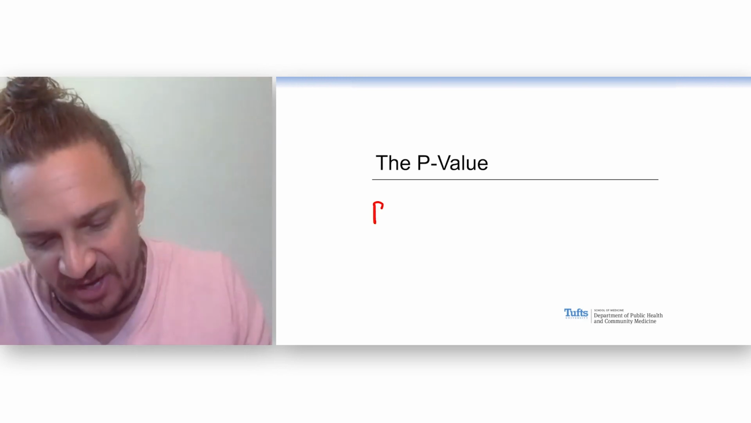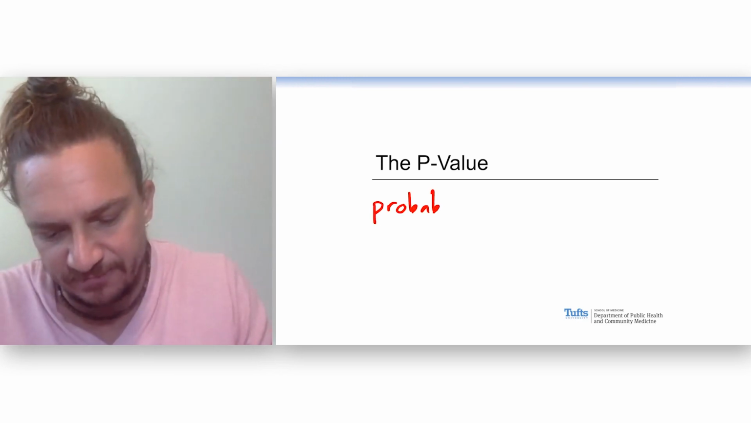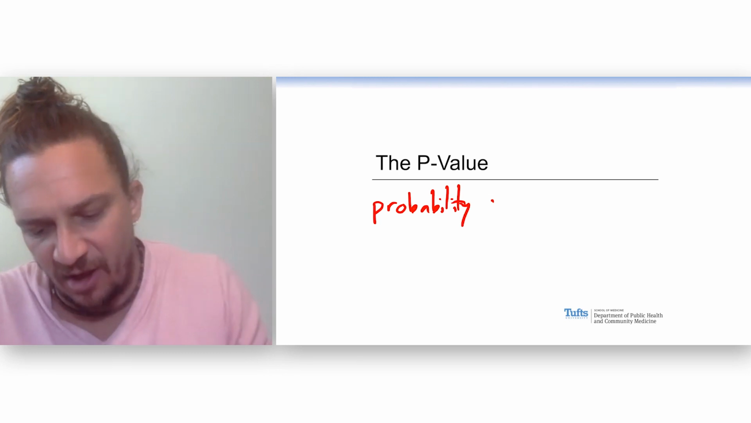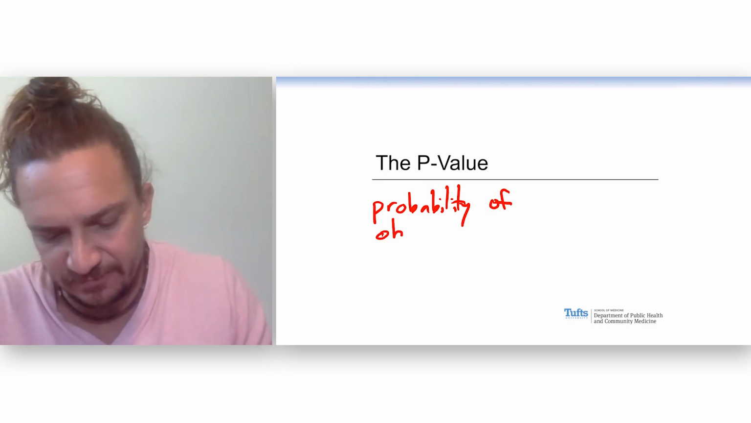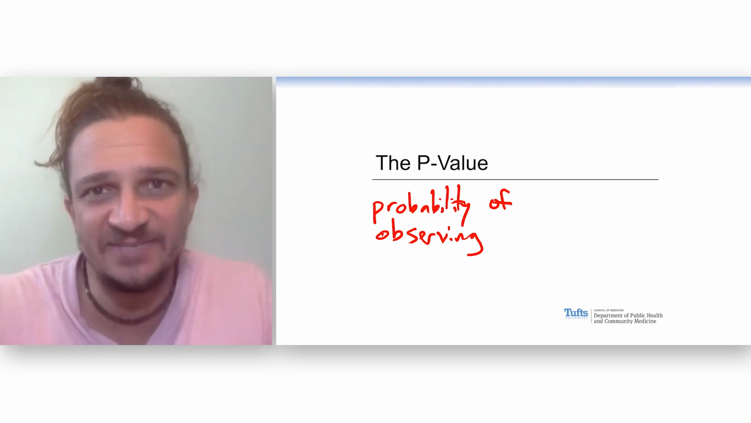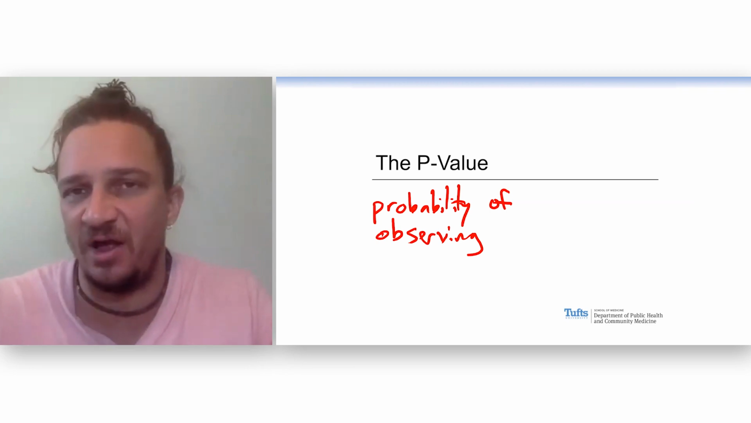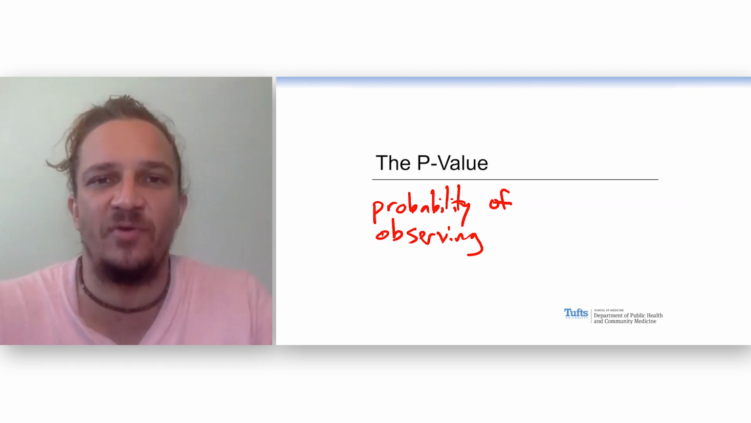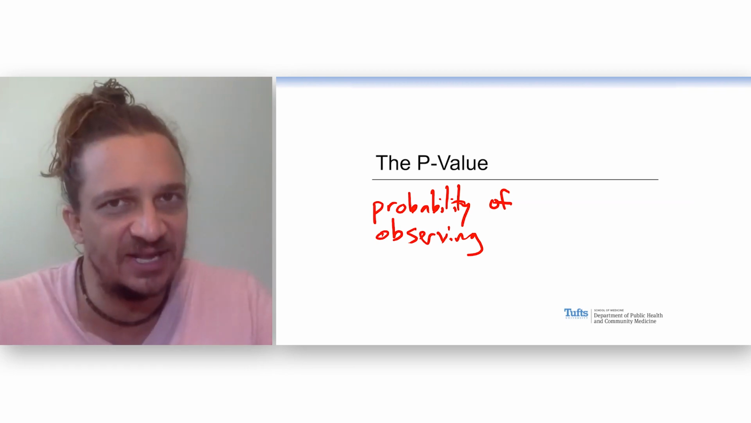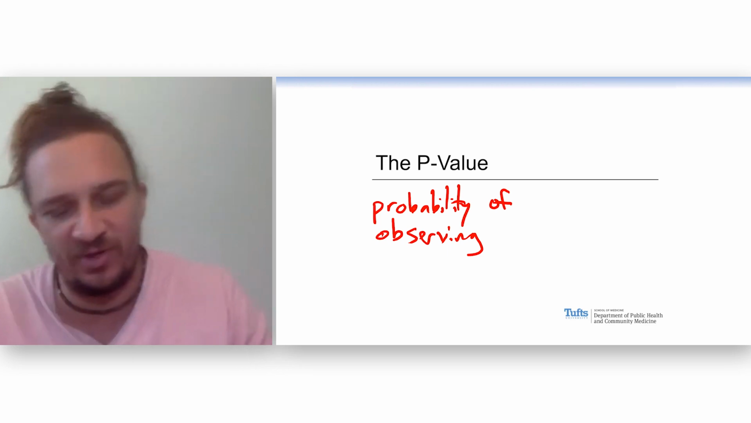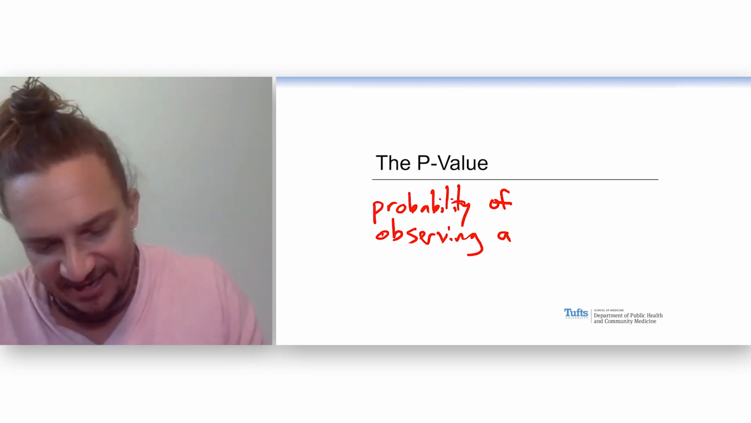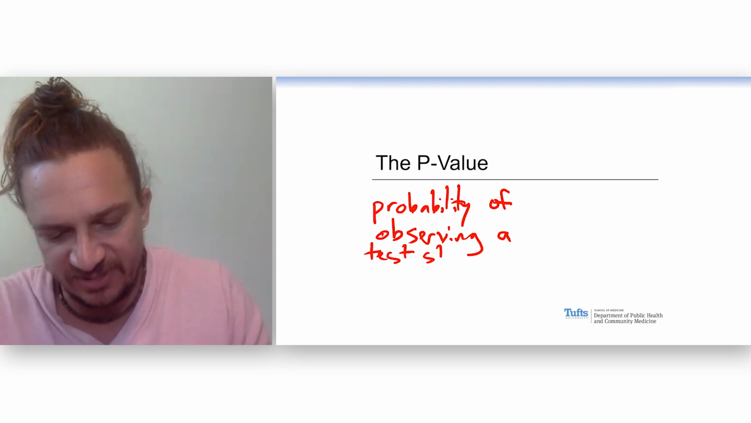The p-value is the probability of observing. What this means is you're going to take some data. You're going to take a sample. You're going to calculate a number that summarizes that sample, and you're going to say, what's the chance that I would get that? The probability of observing a test statistic.